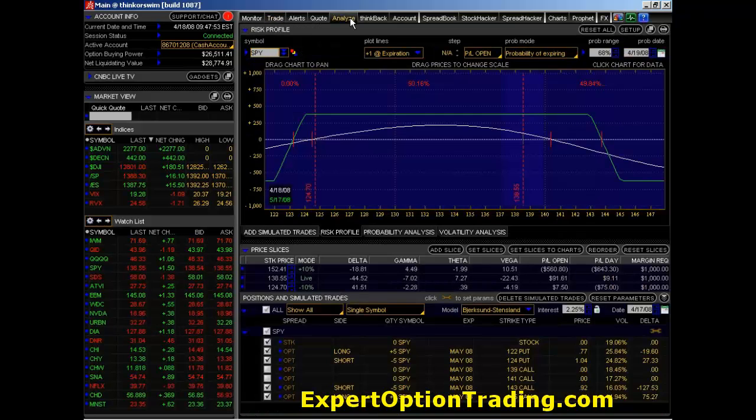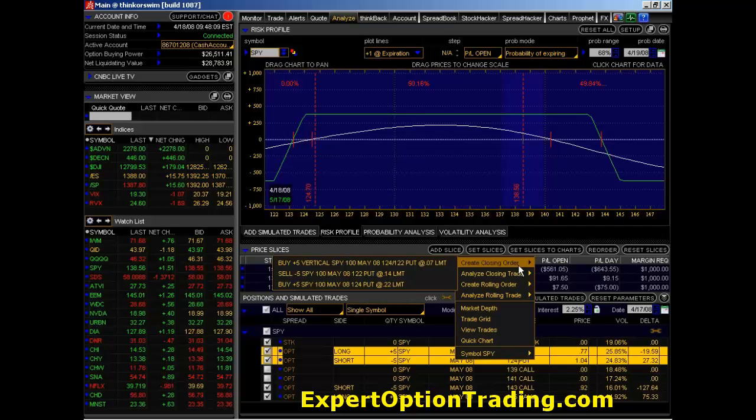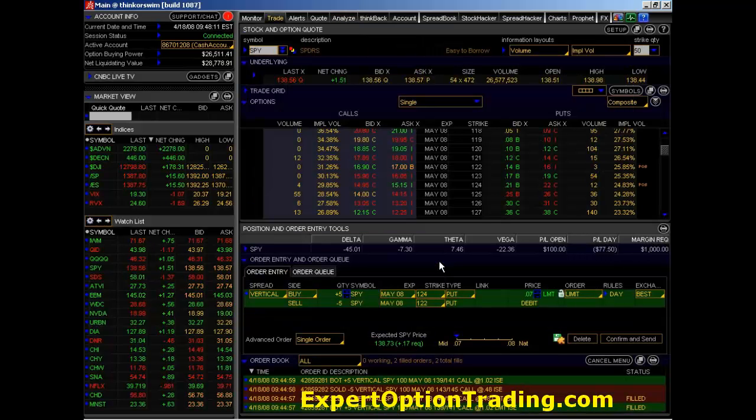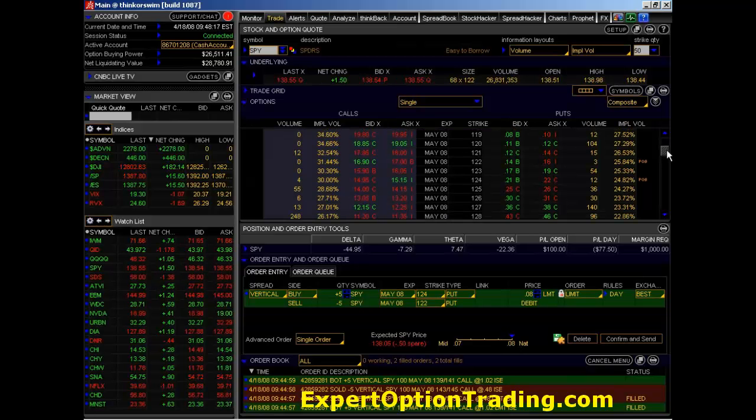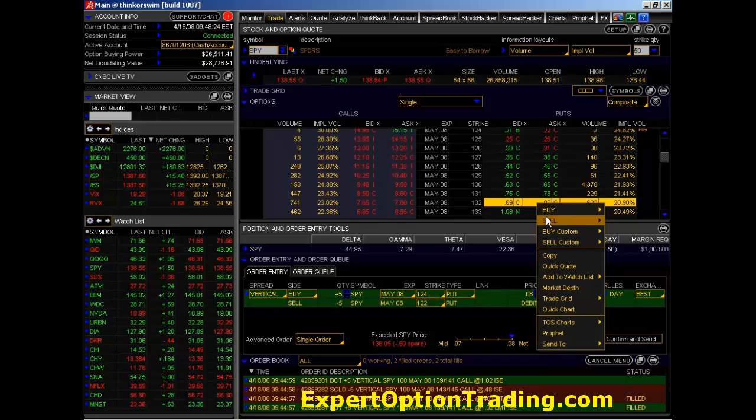So let's see. We got the put spread on at about a 30-cent credit. So let's analyze this. We'll create a closing order for these, and we can take them off for around 7-8 cents here. So we made about 20 cents on that, and then we can roll these up. Let's go up to the 132s here and see what we can do.